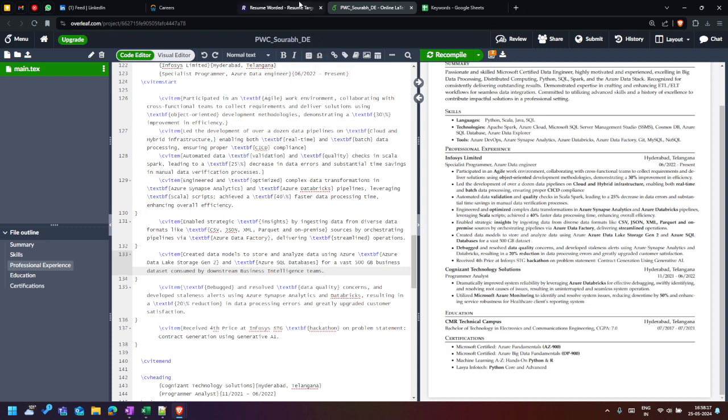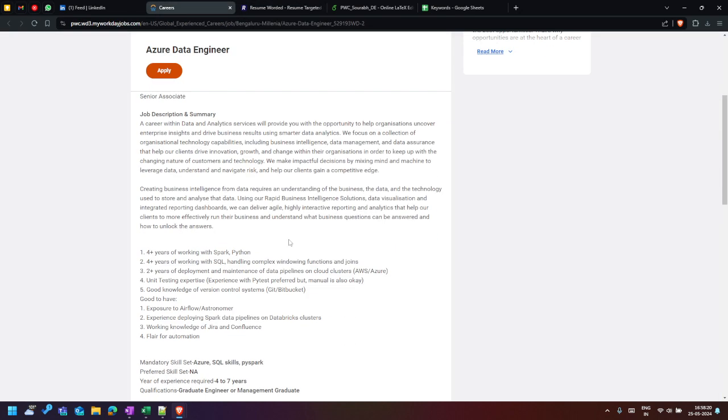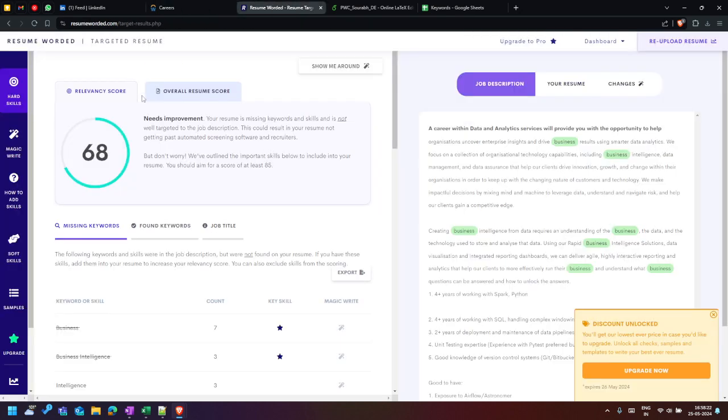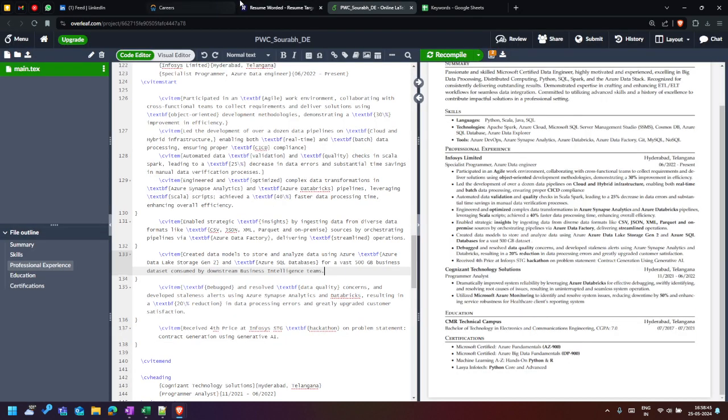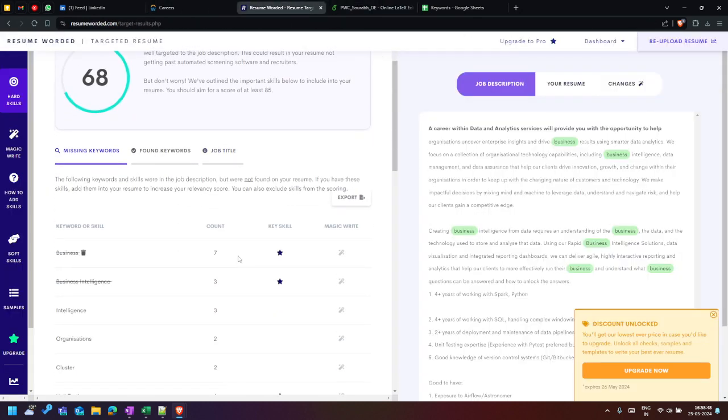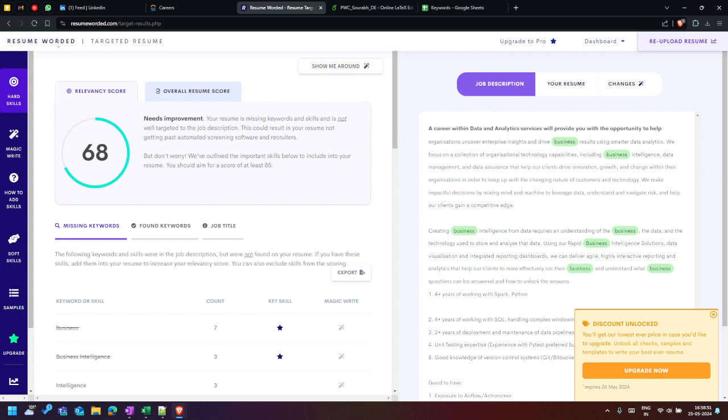But if you want more, I'll tell you some more info. What happens after some time is Resume Worded will push you to buy its premium. Instead of doing that, after doing a couple of applies, a couple of targetings, you kind of get the trick behind it. You will look at the resume and see that okay, data and analytics looks like a keyword, and you will just include it directly. You won't really need this website after some times of targeting. And yeah, this was about targeting.